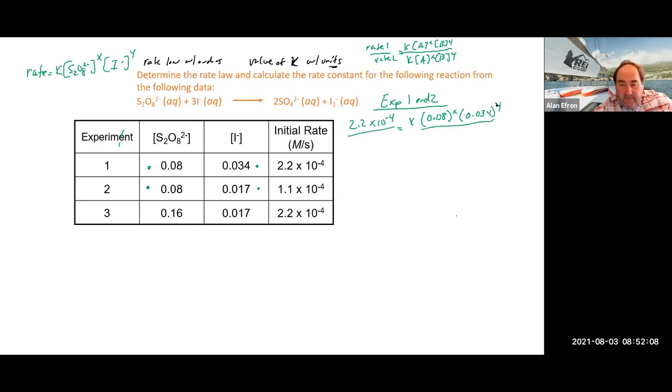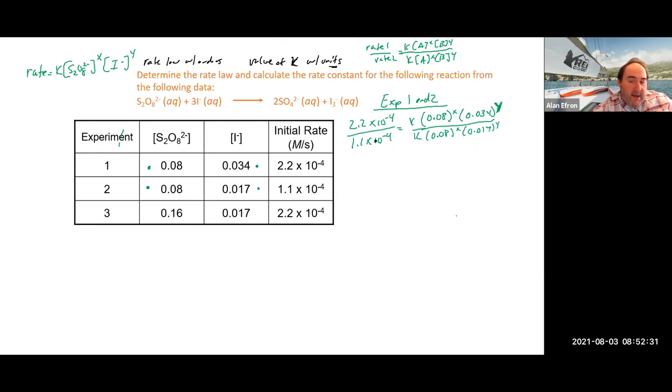That kind of looks like a 4, so make that y there. Now we're going to take everybody from experiment number 2 and put it on the bottom. You can't mix and match. You've got to keep all the information numbers together. So 1.1 times 10 to the minus 4, our k, and our 0.08 to the x, and our 0.017 to the y.